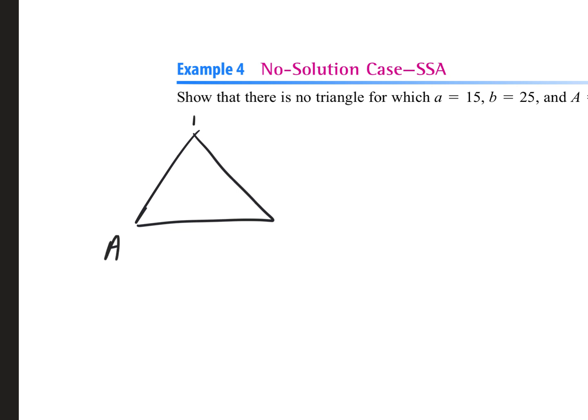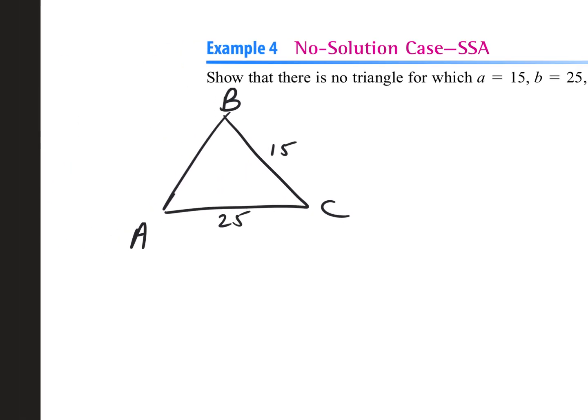So here's A, B, and C. Doesn't matter where you put the A, the B, and the C. Just make sure that the angles and the sides are across from each other. So they told me that side A was 15, so I'm going to put it here. Side B is 25, and angle A is 85. So let's talk about the information that's given to us.